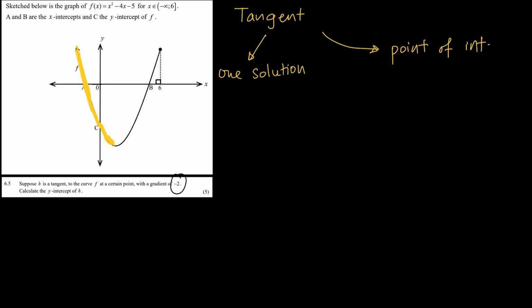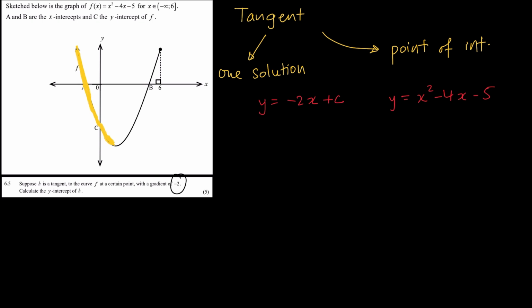So since it's a tangent, two things are important. There's going to be one solution, right? Your delta is going to be, there's only going to be one root or one solution. And it's going to be the point of intersection of those two functions, right? So let's focus on the point of intersection for now. So we have the one equation, the straight line, y equals minus 2x plus c, right? We don't know what that point is, so we leave it as c. And we know the equation of the parabola, y equals x squared minus 4x minus 5.